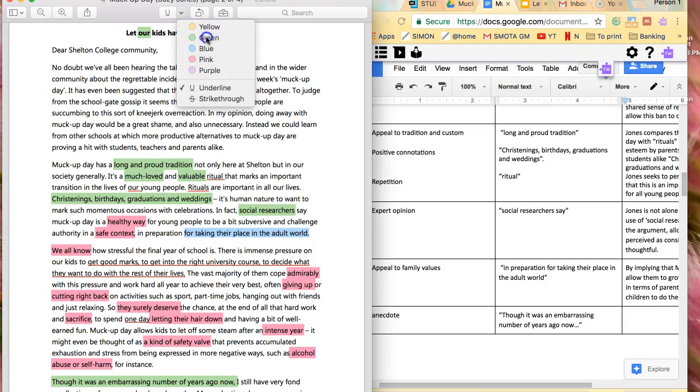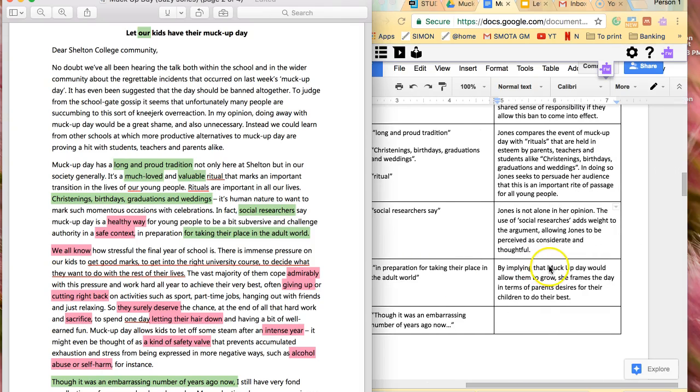Let's highlight that. And that's about an appeal to family values, which means that she is trying to show how, or appeal to parents because they want their children to be ready to be prepared for the workplace when they leave school. And she thinks this is an important step. And she's appealing to parents' need to do everything for their children to ensure that they are ready. And she says that Muck Up Day is part of this process of being ready.